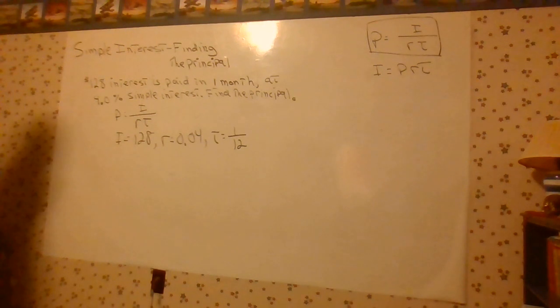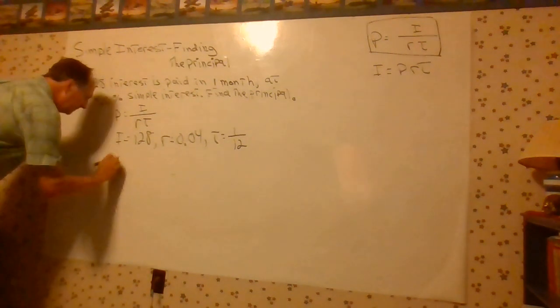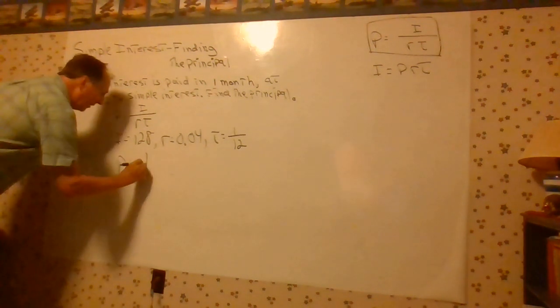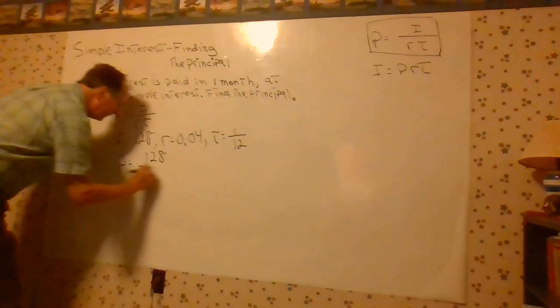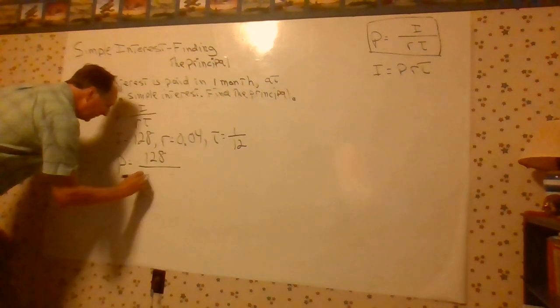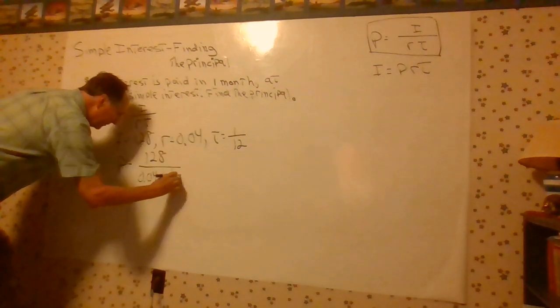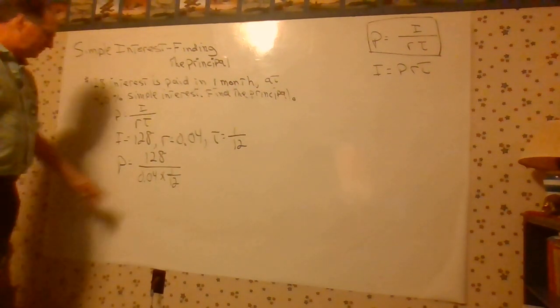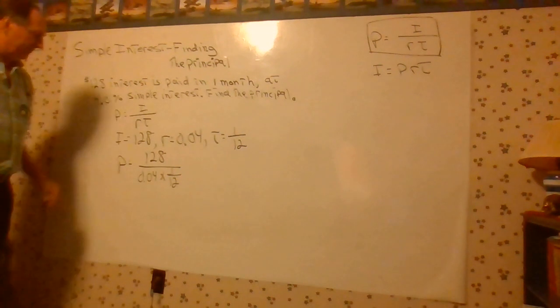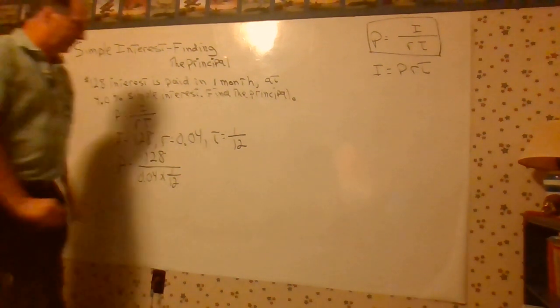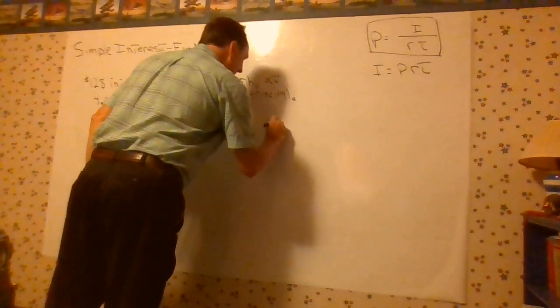Step 3, we substitute. P equals 128 in the numerator, 0.04 times 1/12 in the denominator. And next we have to pay careful attention to the calculator keystrokes. All right.